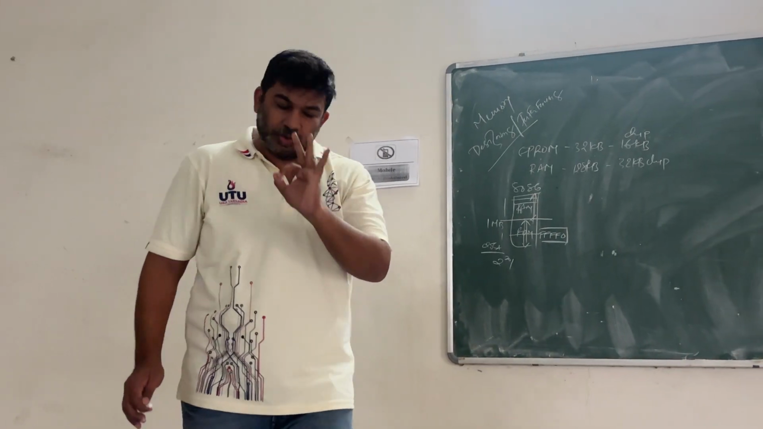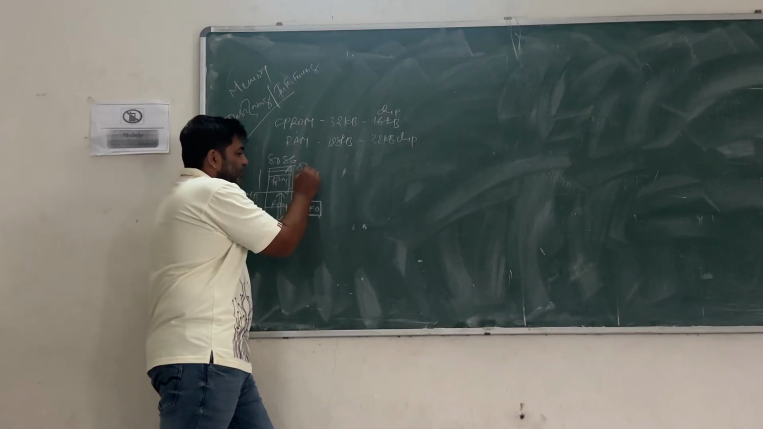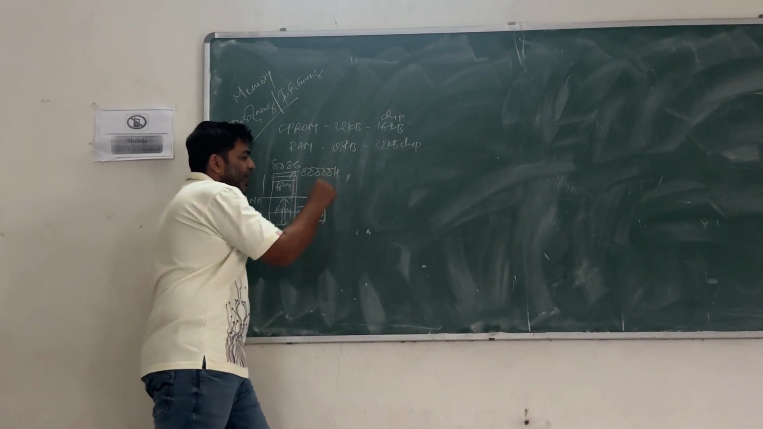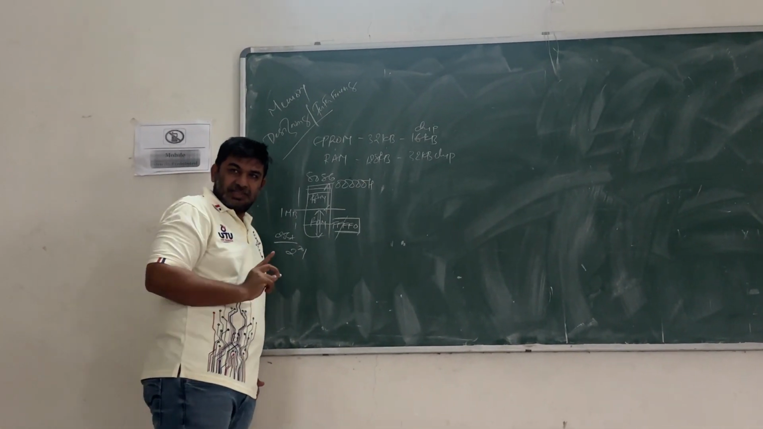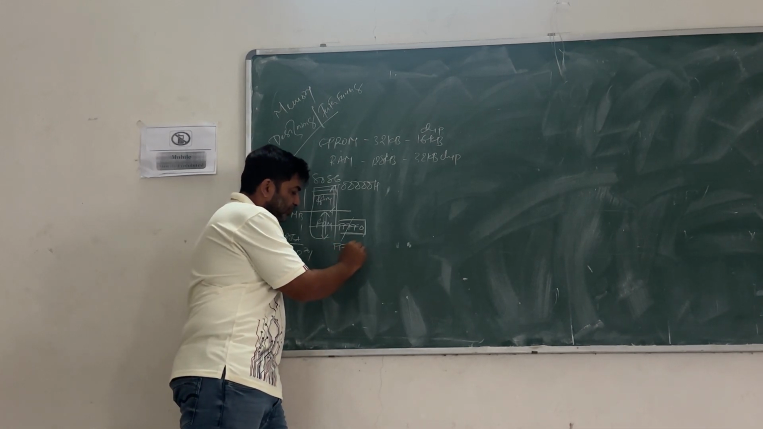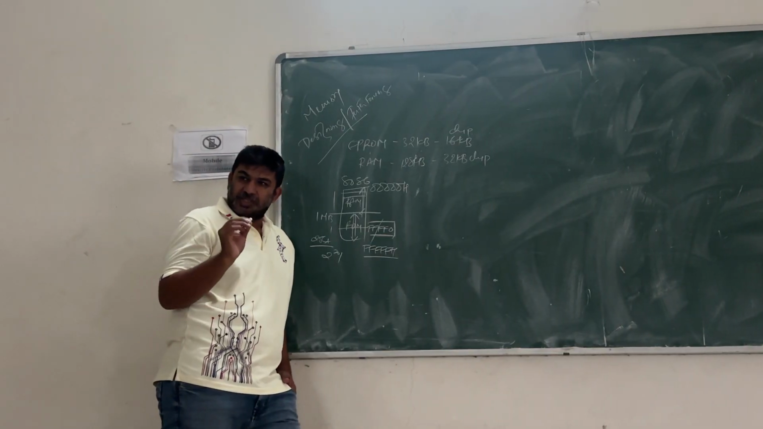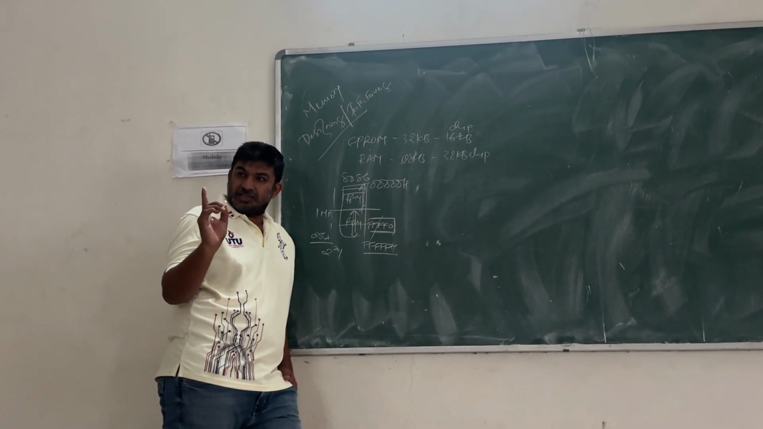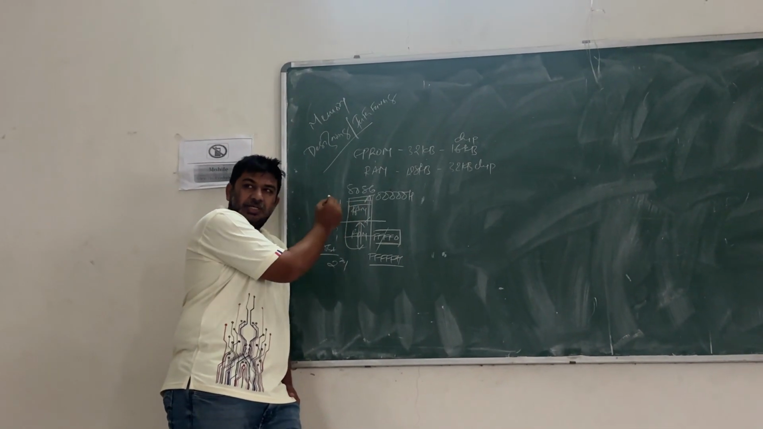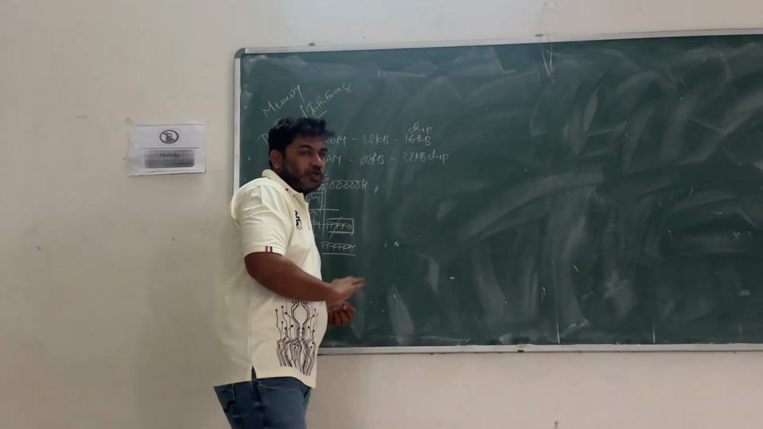So, if this is my memory of 8086, what is my starting address? 00000H, a 20-bit number. What is my last location? 5 times F, FFFFFH. This is my last location. Clear? RAM is stored on the upper part, ROM is stored on the lower part. Okay, this is what you need to know.